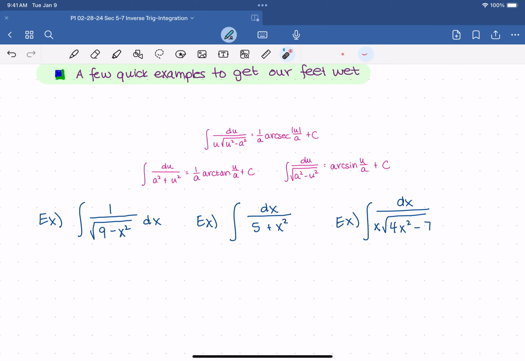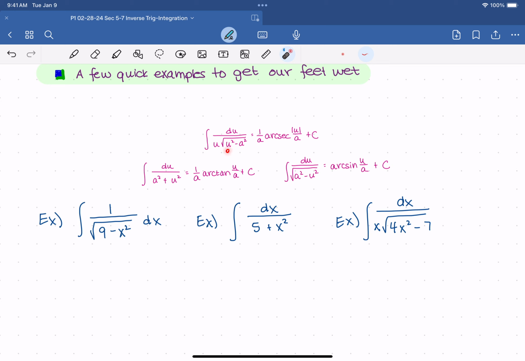Now, when you're focusing on whether to use arcsecant or arcsine, it is tempting to focus on what is out here, but do not focus on that. There are times when you might have something here, but it actually is an arcsine problem. Or maybe you don't have something there and it ends up still being an arcsecant. It seems weird, but we'll see that, and you'll also see it in your homework.